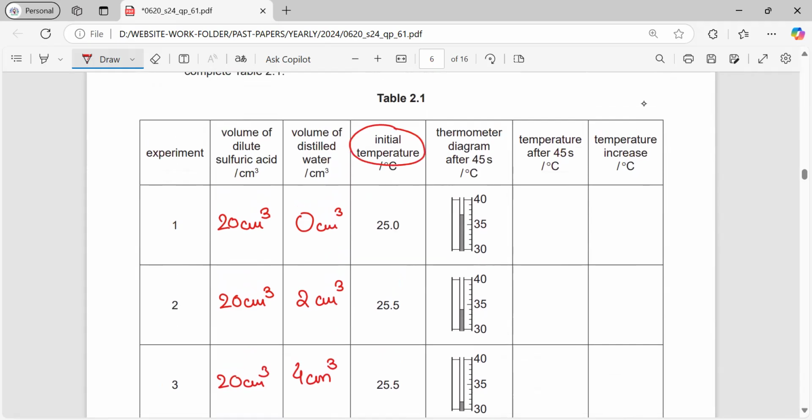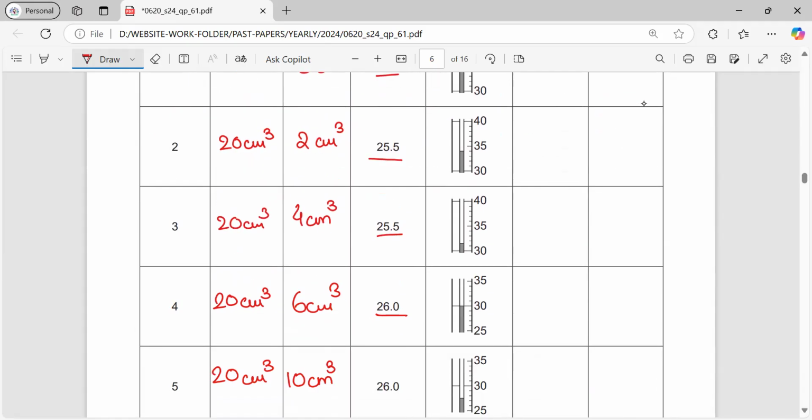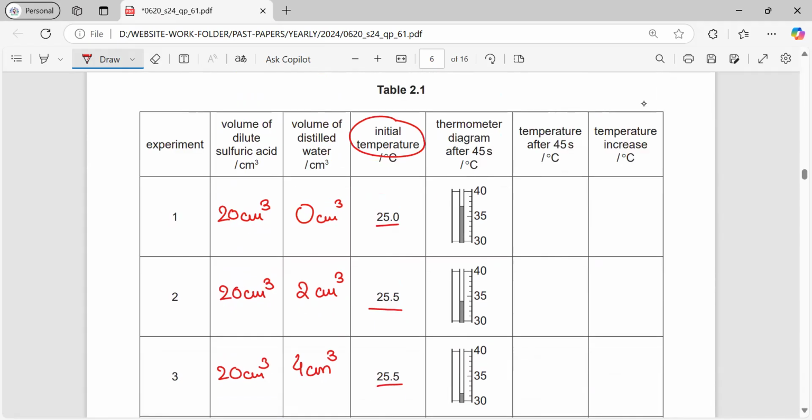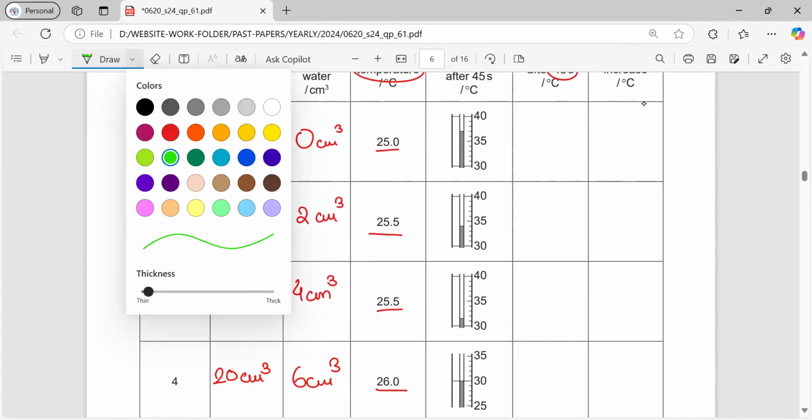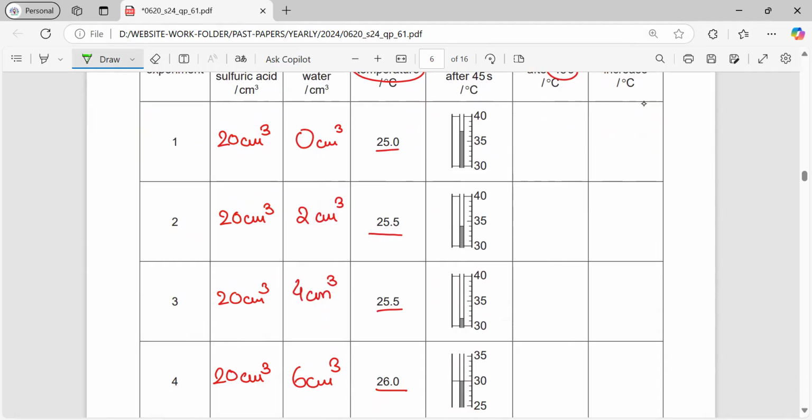The initial temperature is already written, which is 25 for the first experiment, 25.5, 25.5, 26, and 26. These are the initial temperatures. Now, the final temperature after 45 seconds, we have to note down from these thermometer diagrams. For the first one, we can start reading from down. It's 30, 35, 36, and 37. So the first one is 37 degrees Celsius.